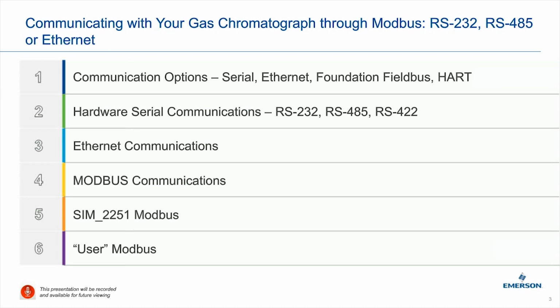Just quickly having a look at the poll results, I asked everyone what's the main way you communicate to your GCs today. I know that if I asked this question 3-4 years ago, I would have seen all 485 and 232, but it's good to see that Ethernet, 34%, is definitely the most popular way to communicate to your GCs today. Ethernet provides a lot of advantages, which we'll talk about during the presentation, but that's interesting to see.